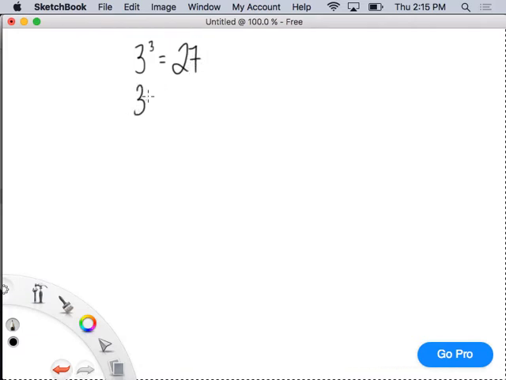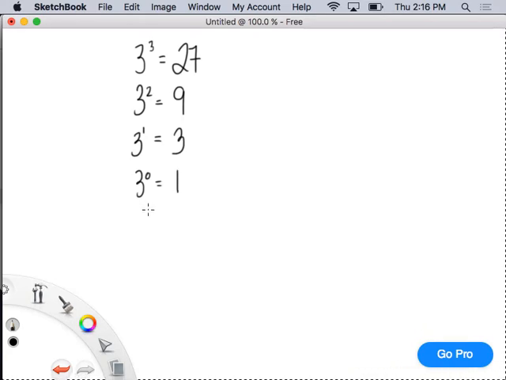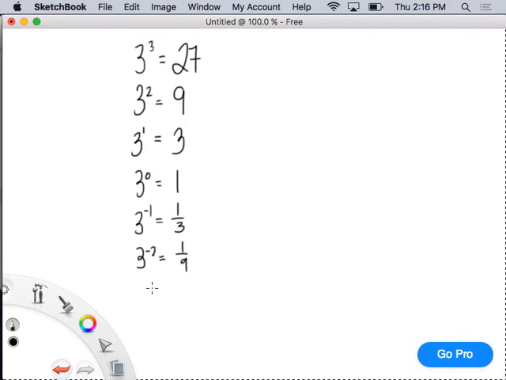27. 3 squared is what? 9. 3 to the first is 3. 3 to the 0th power is 1. Any number to the 0th power other than 0 is 1. 3 to the negative 1 is 1/3. Very good. 3 to the negative 2 is 1/9. Good. And 3 to the negative 3, if we continued, would be 1 over 27.